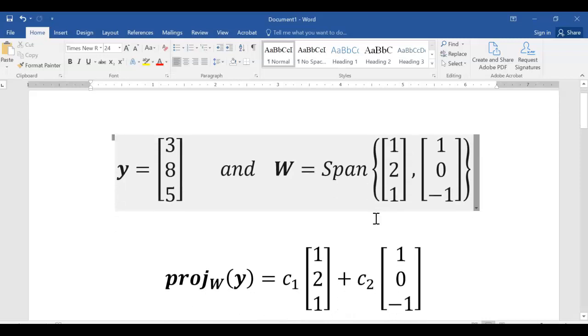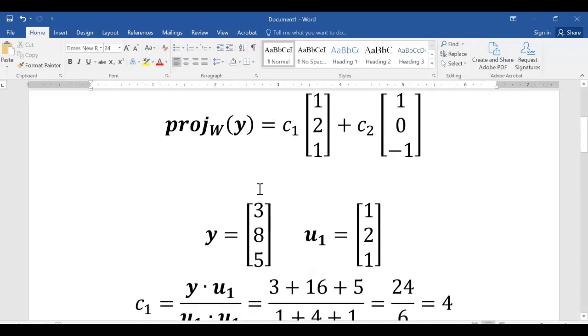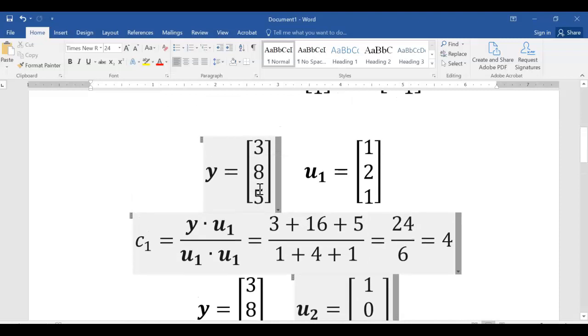So same manner we did last time. In fact, the W's are the same. So 1, 2, 1 and 1, 0, negative 1 are orthogonal to each other. We know that. We want to find the coefficients, and we'll do this one at a time. We'll call 1, 2, 1 the u1 again. When I do inner product of y with u1, I get 3. 8 times 2 is 16. 5 times 1 is 5. So 3 plus 16 plus 5 gives you 24.